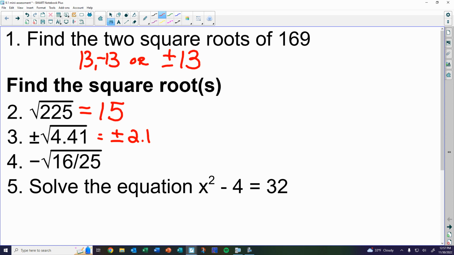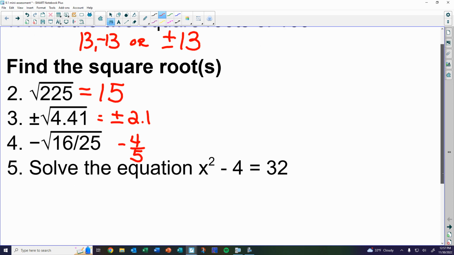All right, and negative square root of 16/25. Stay away from the decimal. Not 4/5. Tyler. Negative what? Negative 8? Nope. Negative 4/5. Remember, you take the square root of 16, which is 4, and the square root of 25, which is 5. It's a fraction. And then take the negative of it, negative 4/5. Okay.